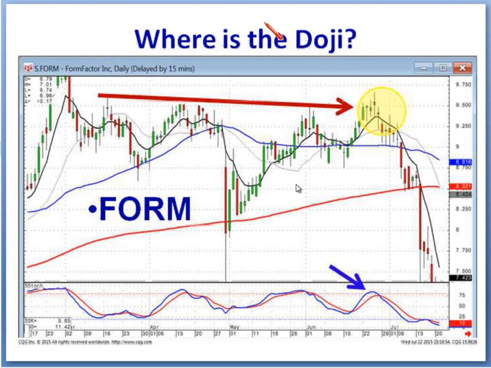So, where are the dojis? Overbought condition. Are there any other factors that we can look at that show we're starting to see indecision? Look where it's occurring, right here at this resistance level.